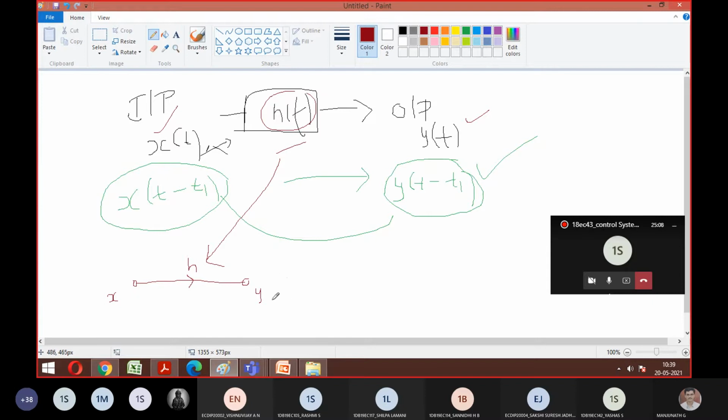So here we know that what is y? According to this, what is y? y of t is equal to x of t convolved with h of t. Sarinappa? Yes, sir. So it's a convolution between input and response. The same concept we have to implement in the signal flow graph.